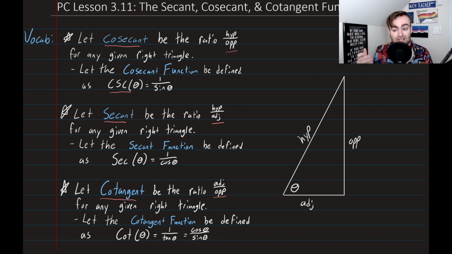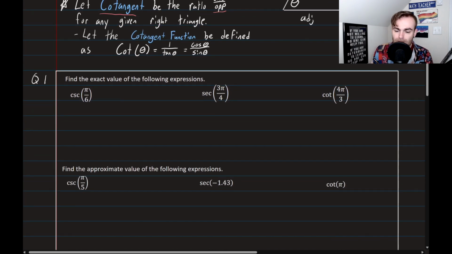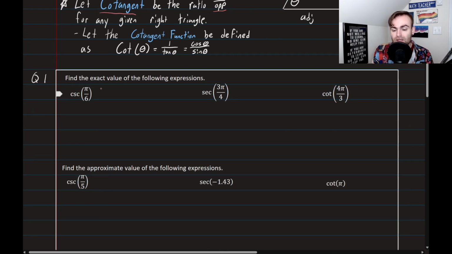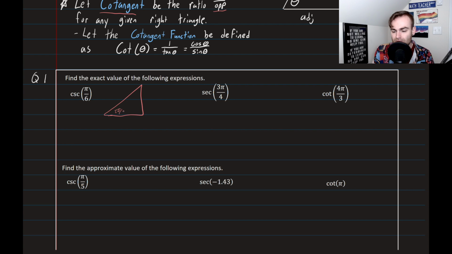So let's use these new ratios and find some values. Just like before, if we're trying to evaluate something and we have it on the circle, we're going to use our knowledge of the circle to do that. So pi over 6 is in the first quadrant. Pi over 6 is the smallest angle, so it's across from the smallest side: 1, root 3, 2. Cosecant is hypotenuse over opposite, so 2 over 1. In this case, it's 2.